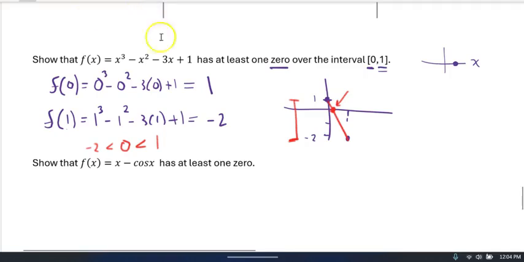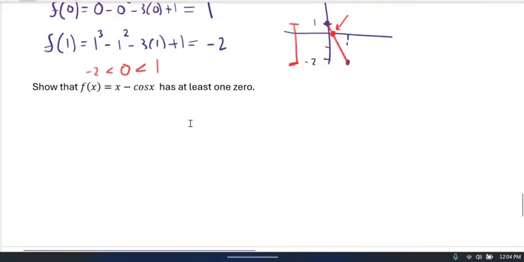All right, let's take a look at this next one. Show that f of x equals x minus cosine x has at least one 0. Notice that I did not give you an interval on this, so you have to just play with it a little bit. The easiest number to work with is usually 0, so I'll try f of 0. In this case, we'd get 0 minus cosine of 0, which would equal 0 minus 1, or negative 1.